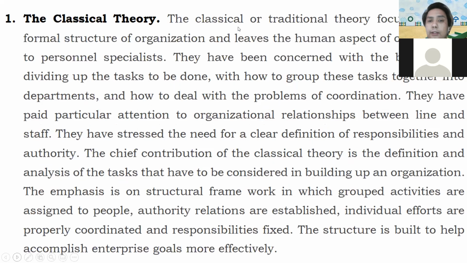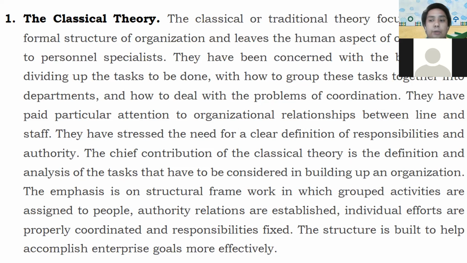Okay po, the first theory is what we call the classical theory. The classical theory or the traditional theory, so ibig sabihin traditional, siya yung mga kauna-unahan, siya yung basic. Focus on the formal structure of organization and leaves the human aspect of organization to personal specialist. Ibig sabihin, dito sa classical theory, unang-una, hindi nila kina-consider ang tao as tao, but they consider as machine. Okay po, ibang usapan ang pag-cater ng pangangailangan ng tao. They are focused on the arrangement of paano ba dadaloy yung gawain.